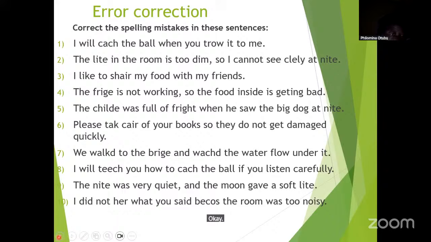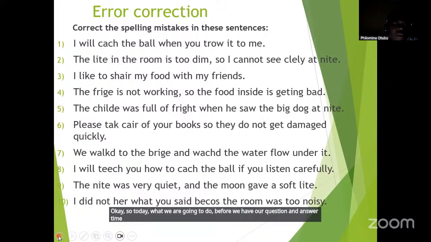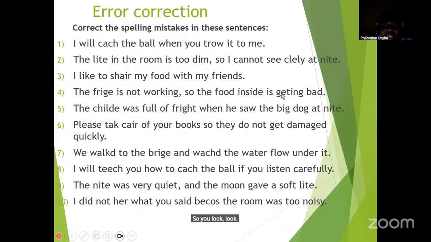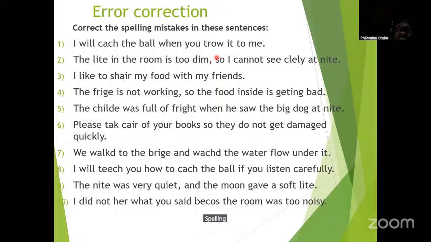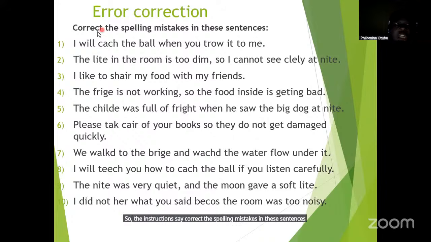Okay, so today, before we have our question and answer time, you're going to write these sentences, but you're going to write the correct version. The sentence is correct, but there are some words that are spelled wrongly. You are going to write the correct spelling. So the instructions say, correct the spelling mistakes in these sentences.